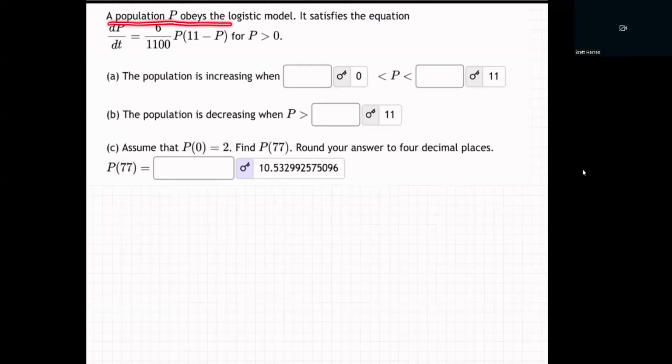A population P obeys a logistic model. It satisfies the equation. Then it says the population is increasing when P is between what two numbers? You can see the answers are there.